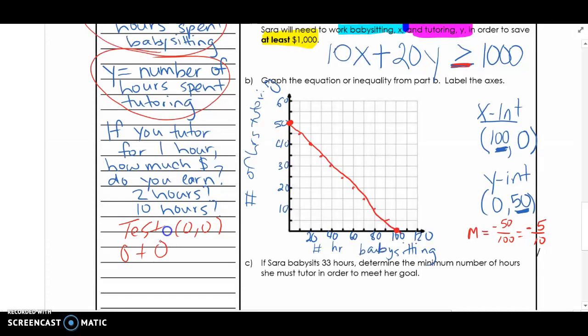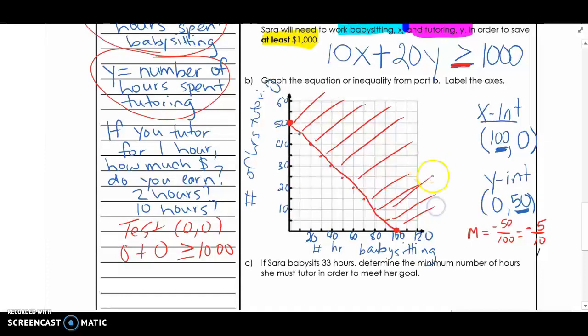0 plus 0 greater than or equal to 1,000. Obviously, that is not true. She cannot work 0 hours for both jobs and get her $1,000. So that means the solution would be on the other side of the line. You would shade away from 0, 0, indicating that all of the points on the other side of the line would work as solutions to this inequality.